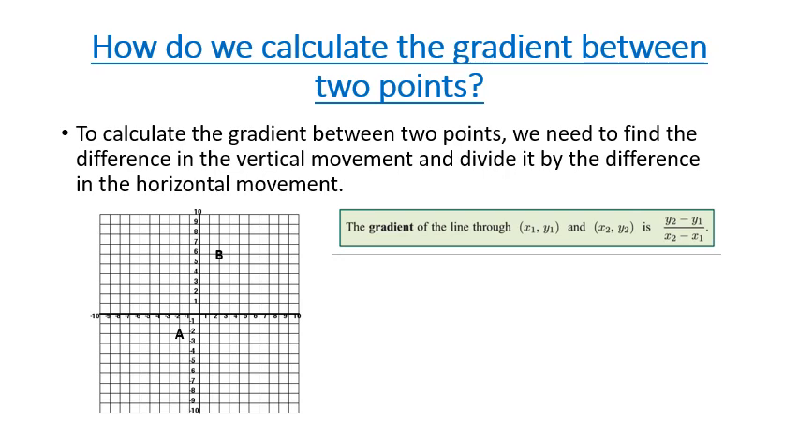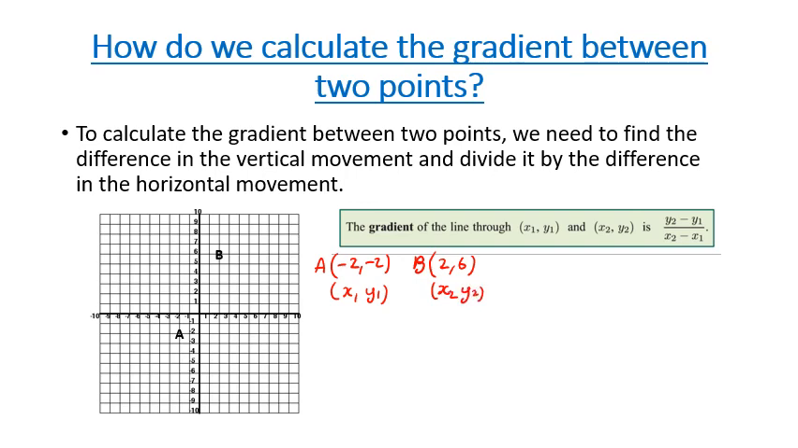So for example, we have point A and point B. Okay, A is -2, -2. B is 2, 6. All right. We know that A is our first point, so this is going to be our x1, y1. And we know that B is our second point, so this is going to be x2, y2.